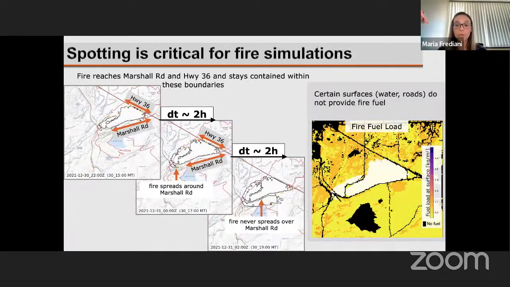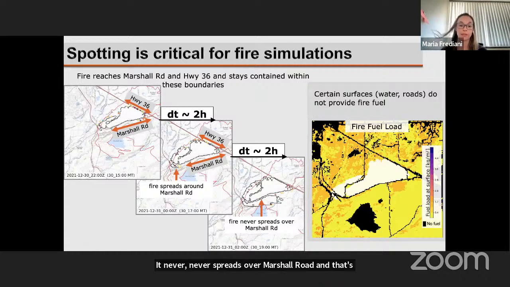Okay. So what you saw in that control animation was the fire being contained by Marshall Road and Highway 36. The fire is really unable to spread across these barriers because in the model's fire fuel layer, roads have no fuel, which is a realistic representation, but with a consequence of creating a barrier. So if you pay attention, when the fire spreads southward, it doesn't really spread over Marshall Road. It spreads around Marshall Road. It never spreads over Marshall Road. And that's because of those containment barriers present in the fuel layer that we use in the model.